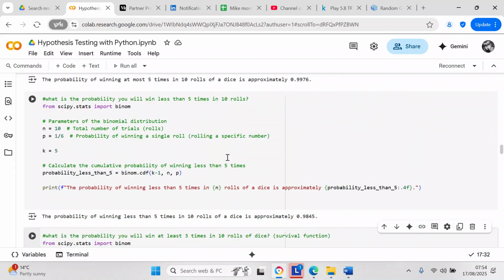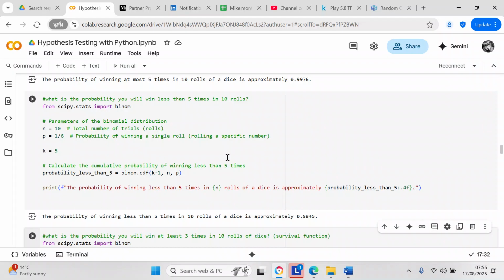We have another question. What is the probability you will win less than 5 times in 10 rolls? Again, from scipy.stats, we're going to import binom. We set up the parameters of the binomial distribution. n is the total number of trials, equals 10. p is the probability of rolling the number you want, so 1/6 or 0.1667. k equals 5. And we calculate the cumulative probability of winning less than 5 times.